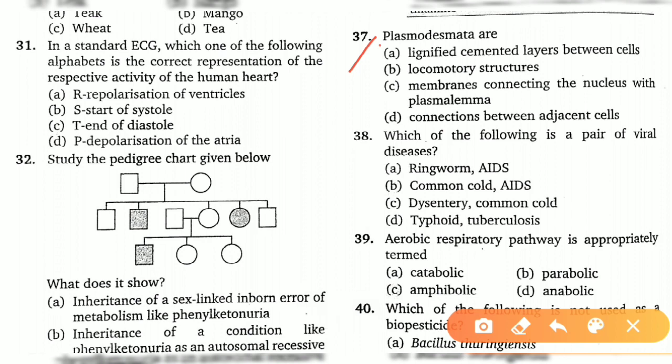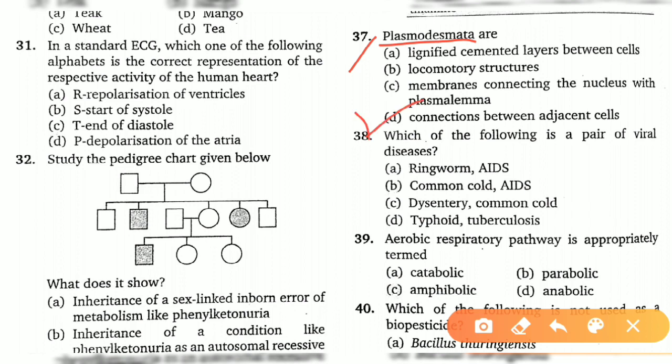37th question. Plasmodesmata are lignified cemented layers between cells, locomotor structures, membranes connecting the nucleus with the plasma membrane, or connections between adjacent cells. So plasmodesmata are connections between adjacent cells.